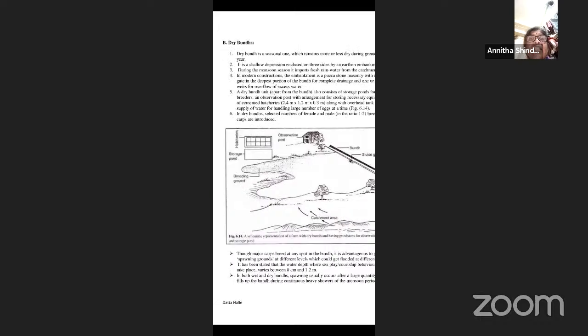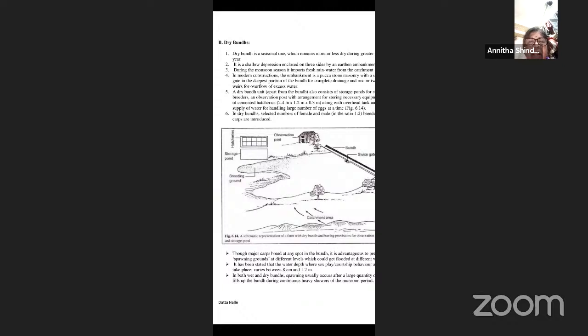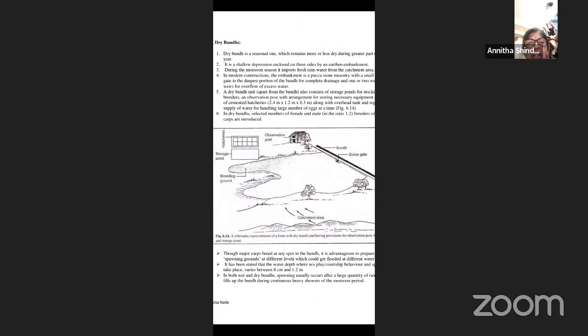So here, what they are saying is that in the dry bund, selected members have to be introduced. Apart from that, the spawning grounds should also be prepared at different levels. Spawning usually takes place after a large quantity of rainwater fills up the bund during continuous heavy showers of the monsoon period. So what is a dry bund? A dry bund is nothing but a seasonal one, and most of the time it will be dry. It will hold water only during the rainy season.